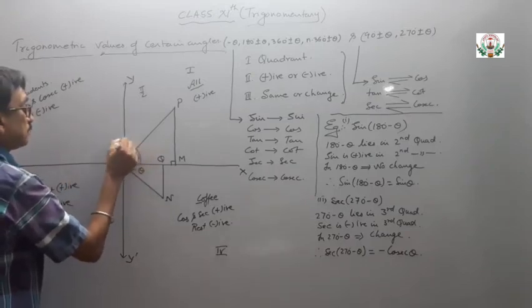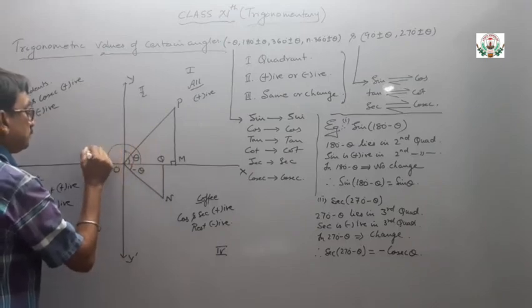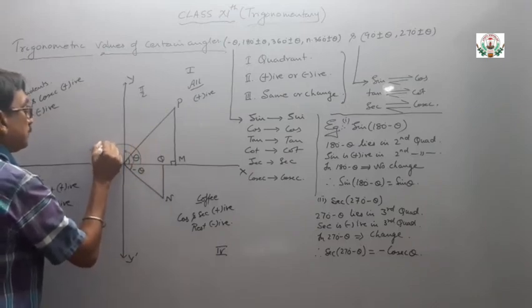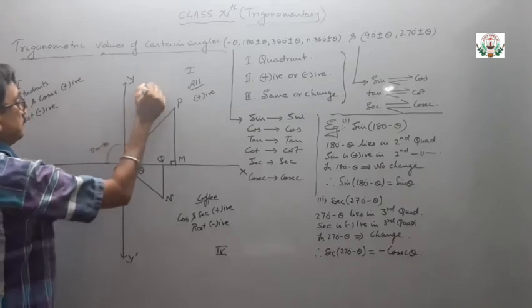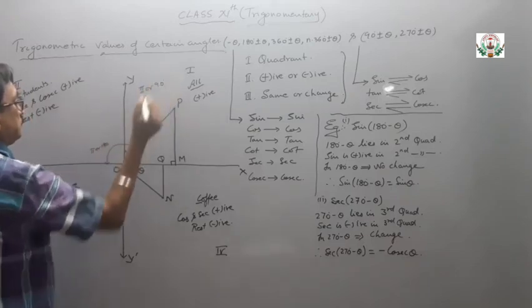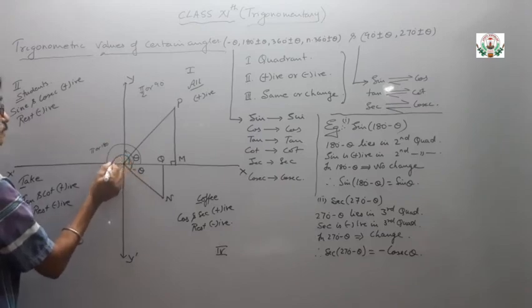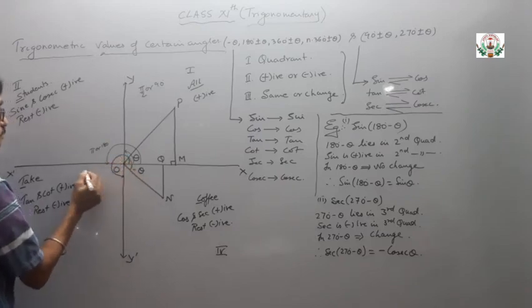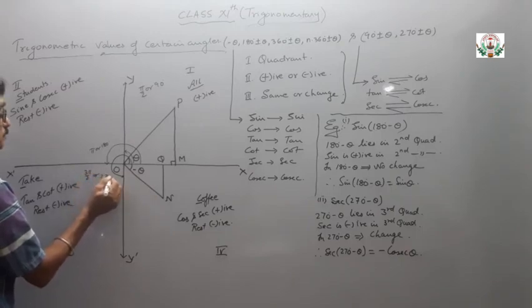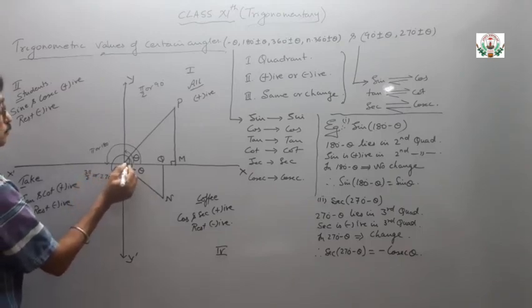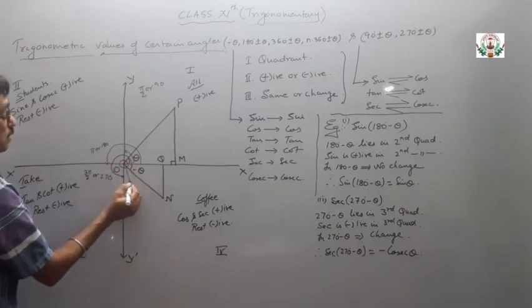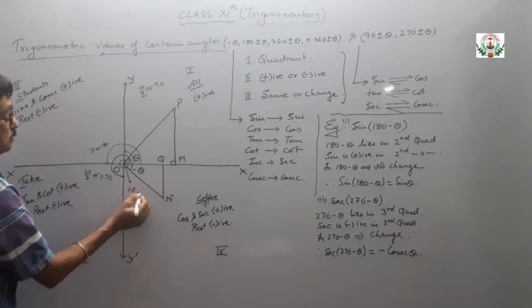If I am going to take up to here, it will be pi or 180 degree. If I am going to take the angle up to the third quadrant, this will be in radian 3 pi by 2 or 270 degree. And if I am going to take this complete circle, then its value will be radian 2 pi or complete 360 degree.